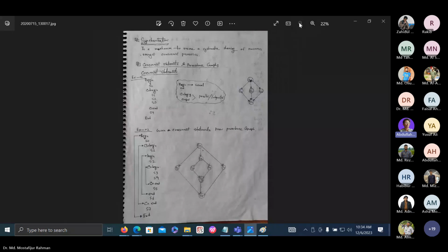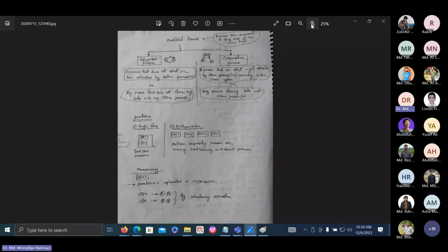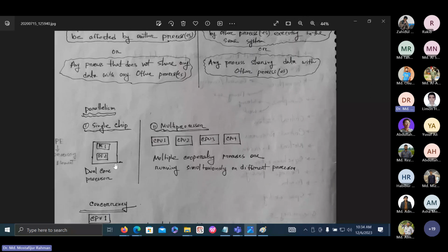Sir, what is PE1 and PE2 in the single chip? Okay, this is processor element. I think I did not tell you PE1, PE2. In the computer architecture course, you have seen dual core processor, quad core processor, octa core processor, hexa core processor. If there are multiple cores in a single chip, it will show you processor element 1, processor element 2. Okay, sir.